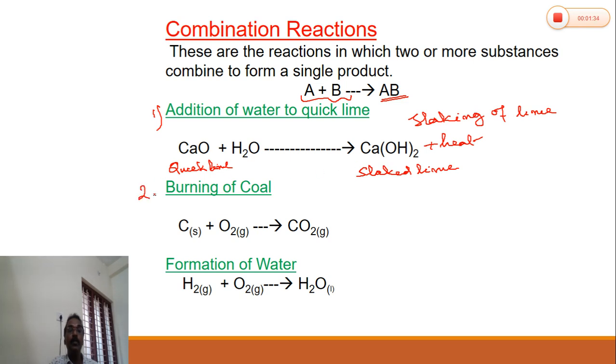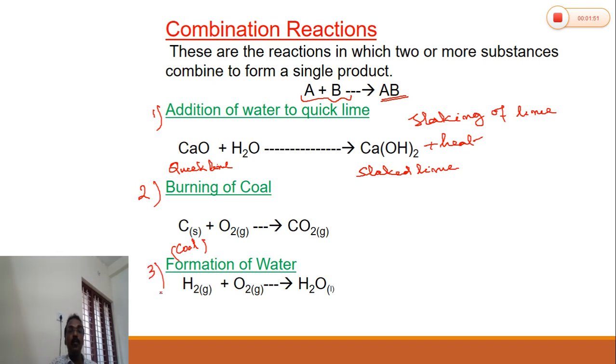Second one is the burning of coal. Coal is carbon. Burning means treating with oxygen. Burning with oxygen, we get carbon dioxide. Here C plus O2 gives CO2. This is also a combination reaction.